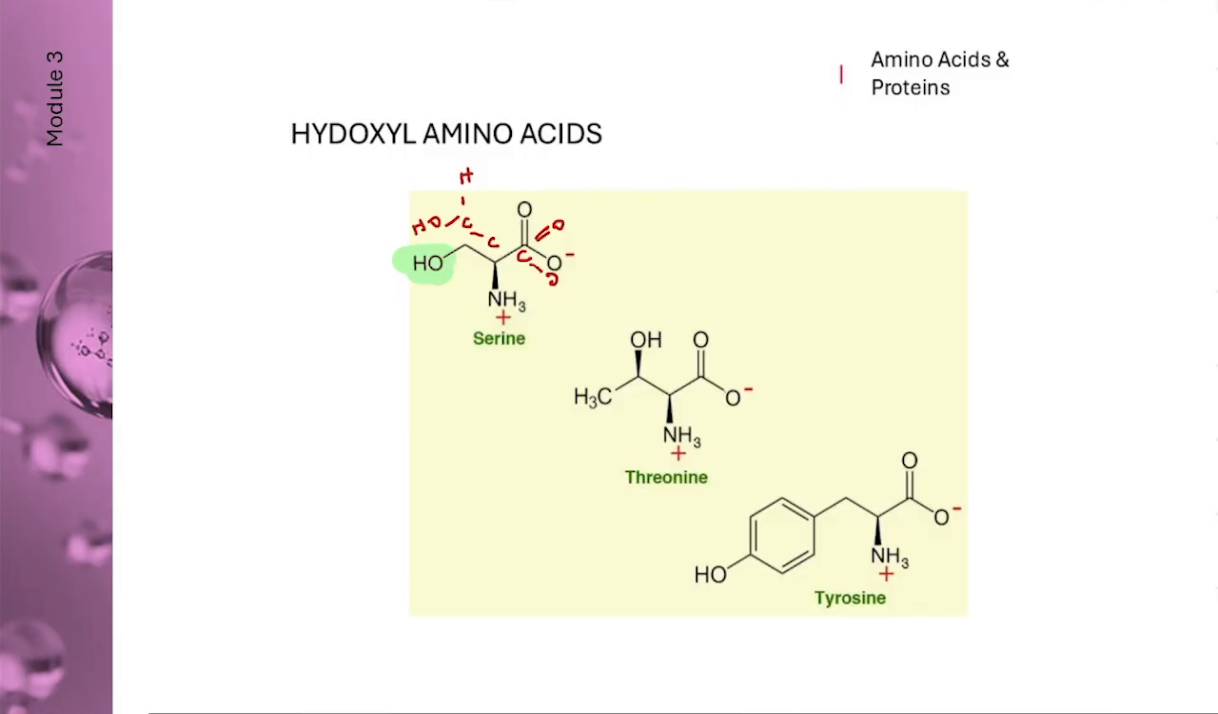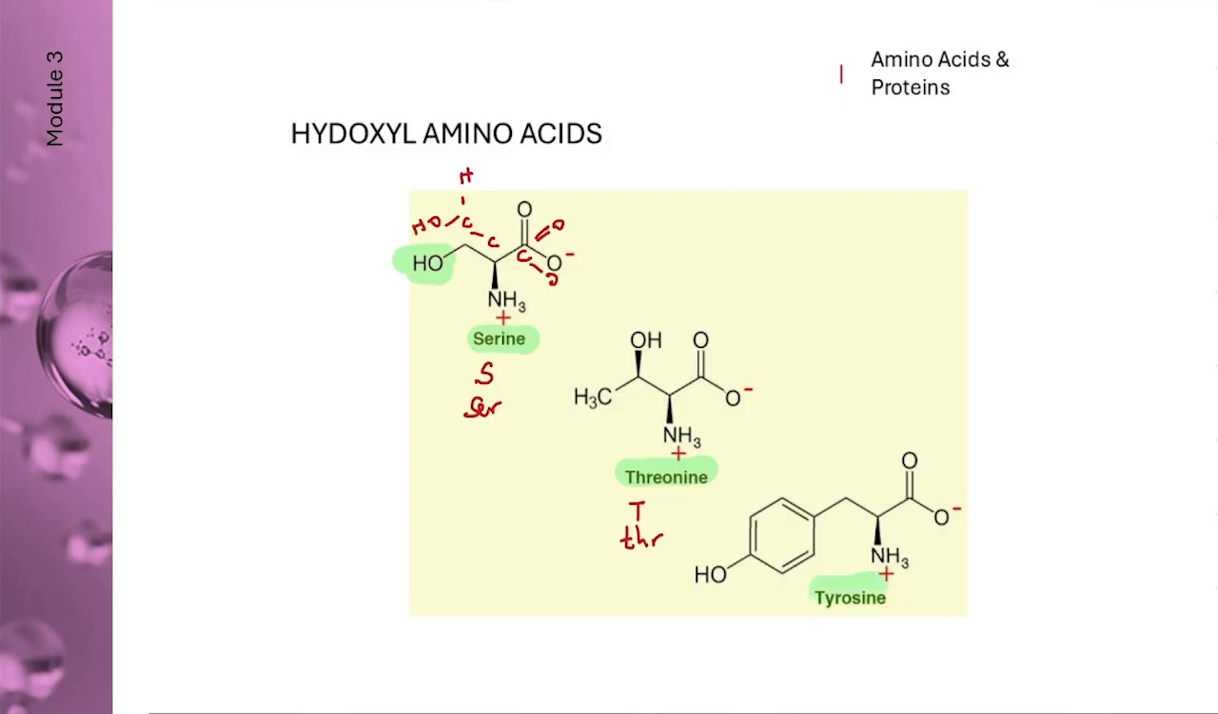So the hydroxyl amino acids. The first one we're considering here is serine. The first letter for serine is S, and the 3-letter is SER. Next, we have threonine. We've come across threonine before, you remember? The first letter for threonine is what? T, and the 3-letter is THR.